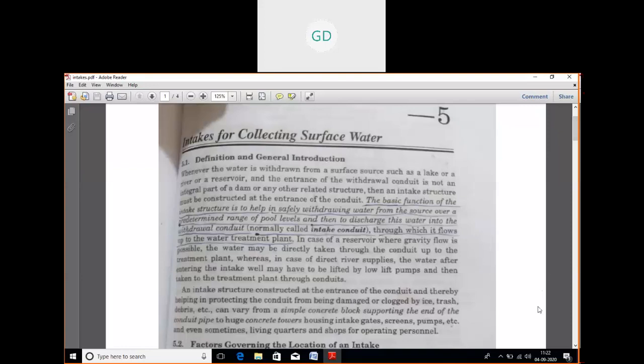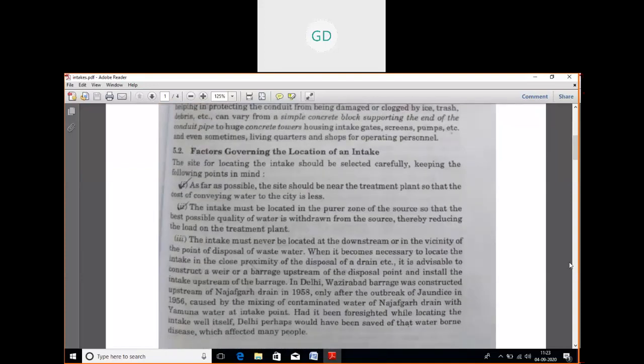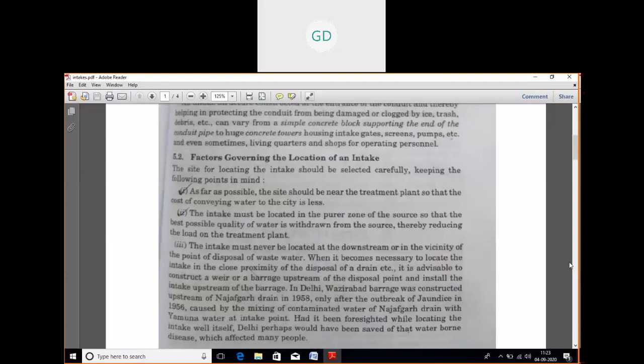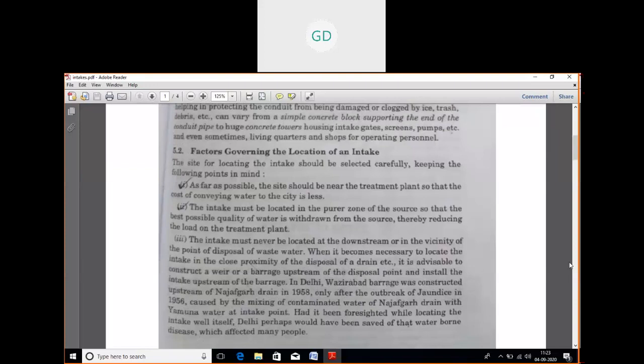So please take a screenshot of this page. Okay. The important line I have already marked in the book. So the function of your intake structure, you can write it from here. Okay, so next you take the screenshots of the factors governing the location of an intake. We have already discussed the points in our last class. So you can write the points from here. Take a screenshot.